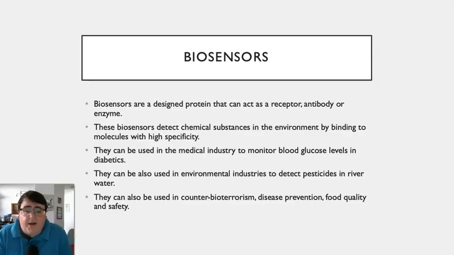Another example is biosensors. Biosensors are a type of designed protein that can act as a receptor, an antibody, or an enzyme. What they do is detect chemical substances in the environment because they bind to the molecules they're trying to detect, as they are very specific to that molecule. We use them in the medical industry to help monitor blood glucose levels in diabetics. We use them in environmental industries to detect pesticides in rivers, but we can also use them in counter-bioterrorism, disease prevention, food quality, and food safety.